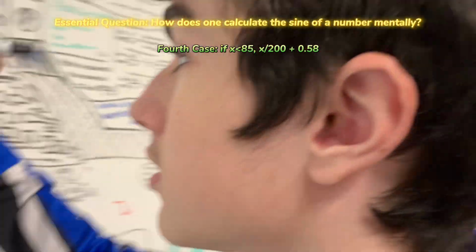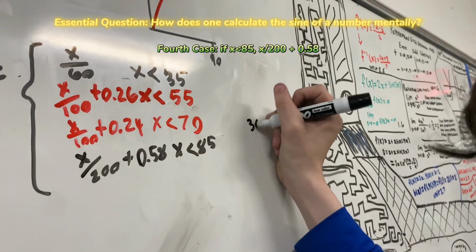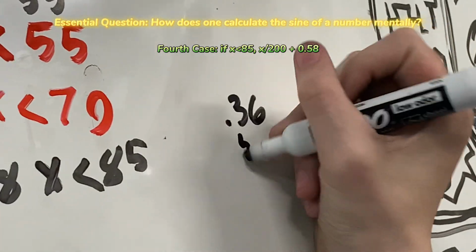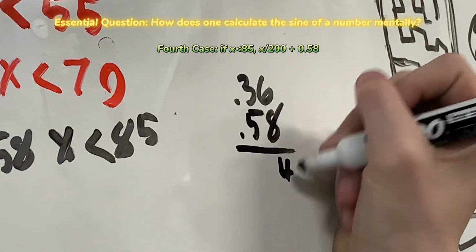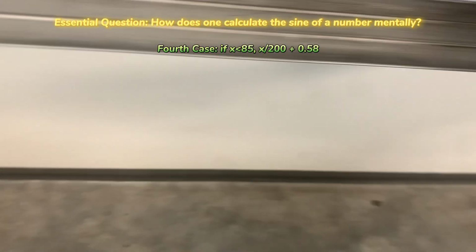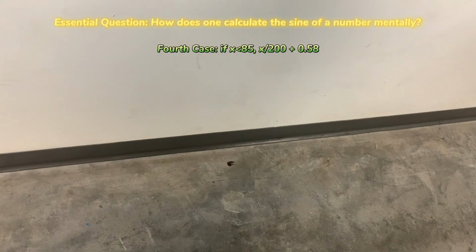Okay, so let's say I want to find the sine of 72. That's going to be 72 divided by 2, which is 36.58. That's going to be 0.19. Okay, it's a sine of 78.